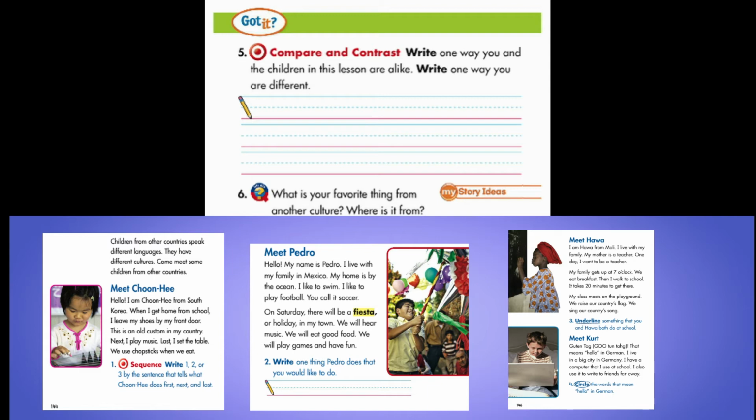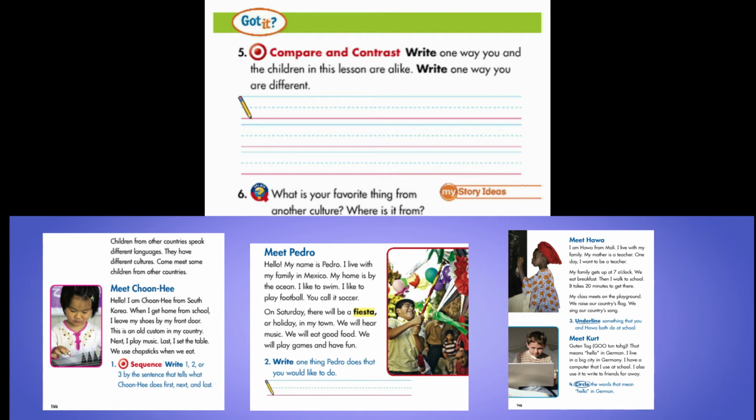What's one way that we are all different? Chun Hee uses chopsticks to eat. Do you use chopsticks to eat? I've done it, but do I usually do that? No, I usually use a fork and knife. Pedro and his family live by the ocean. That's another way that I'm different. Can you think of other ways that you're different?